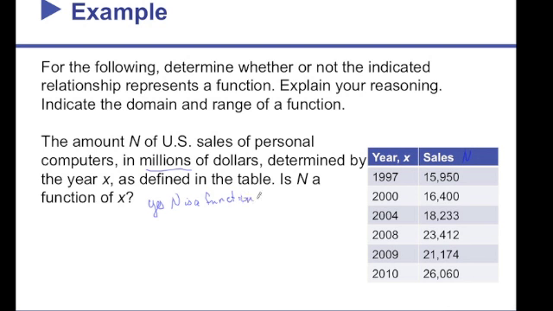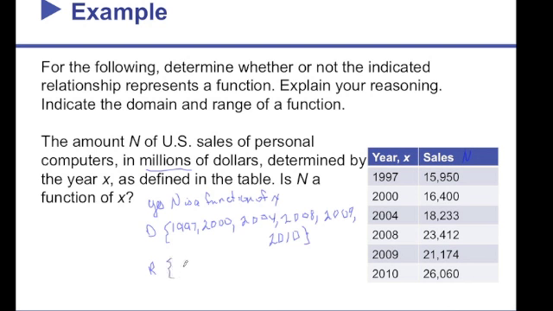N is a function of X. The domain would be the list of years, 1997, 2000, 2004, 2008, 2009, and 2010. In this case, we would just list the numbers in the domain.